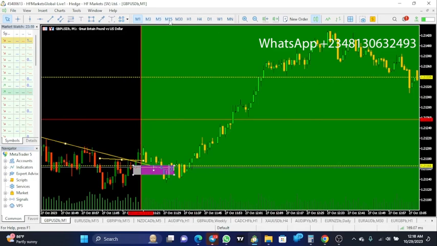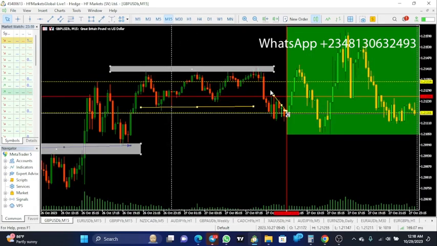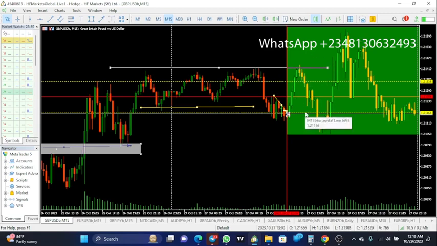And price actually took liquidity of this point. Got it. Took liquidity up. All this effect was the news. When the news came up, we were already out of the market.